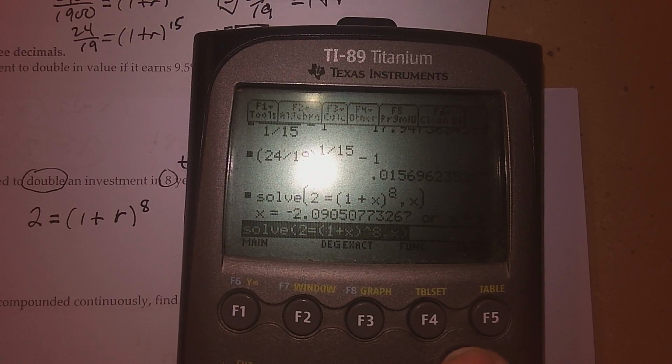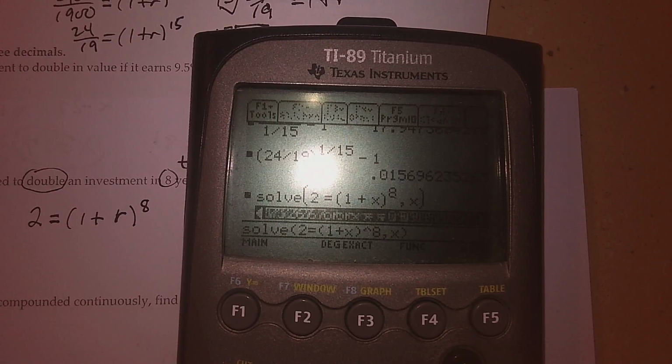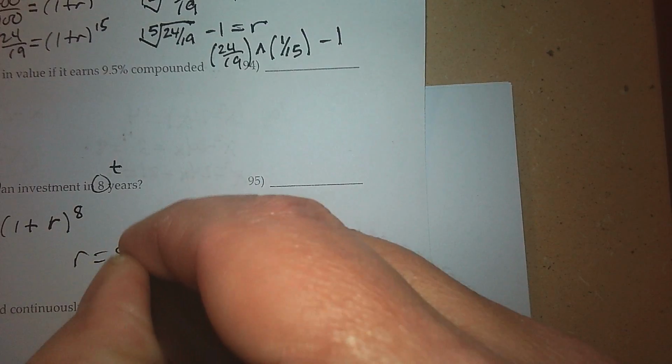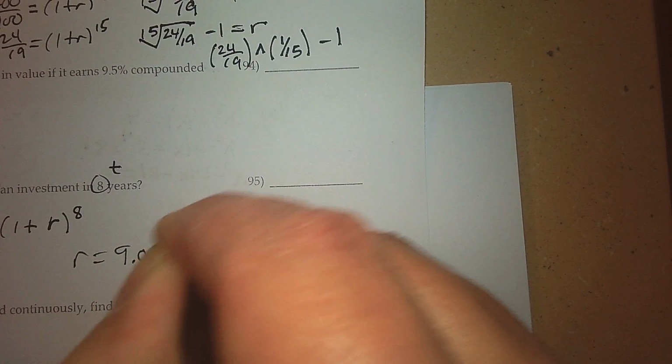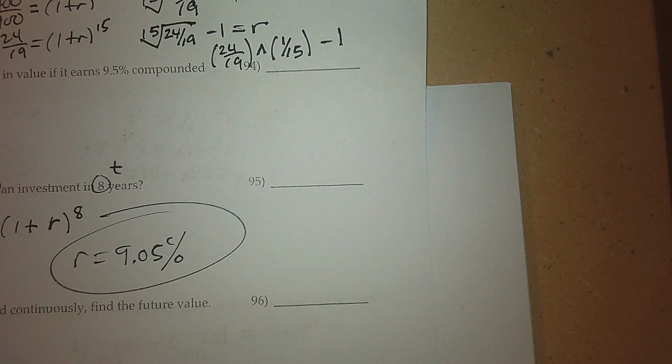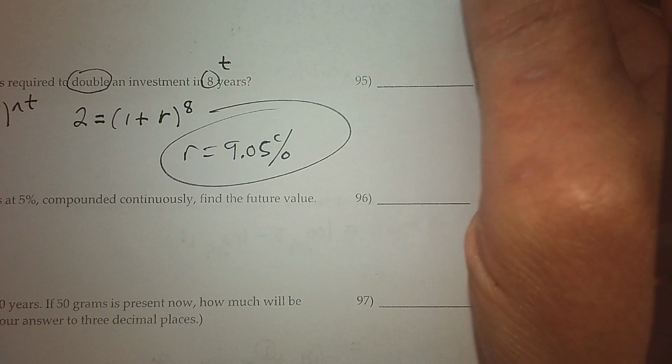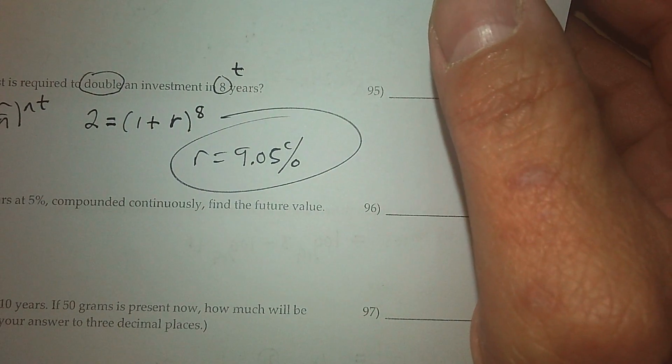Notice they give you a negative answer, which I don't want. And what's the other answer? 0.09. What is that as a percent? 9.0. Correct? If you move the decimal, 9.05%. All right, 97. We're almost done this. And then you're going to have a chance to do what you need to do to study for your final.